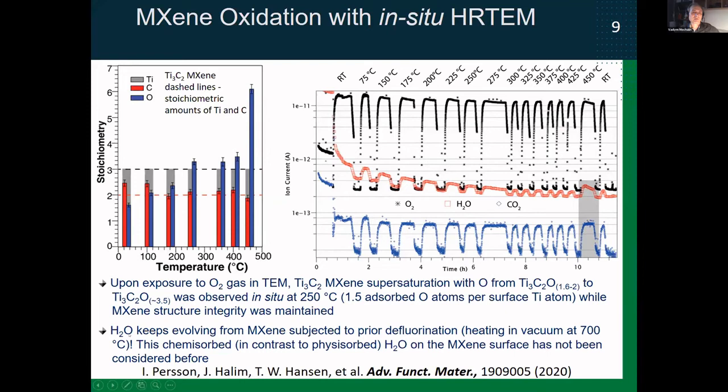And they also discovered, by the way, that water keeps evolving from MXene which was subjected to a prior defluorination procedure. And that defluorination procedure involves heating in vacuum at 700 C. So even after this heating in vacuum at 700 C, water was not completely removed. And it kept evolving slowly, as you see in this red curve, step by step when they introduced oxygen to the system. So they call it chemisorbed water, and this chemisorbed water is not physisorbed water. And the fact that there is chemisorbed water may be important also for further applications of MXenes.